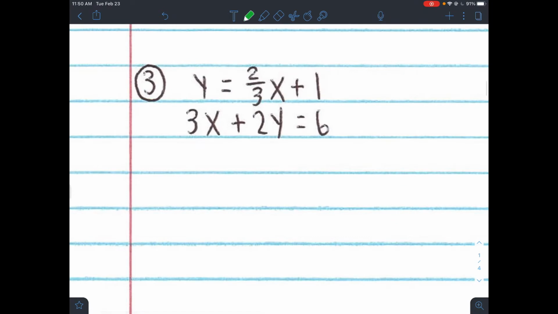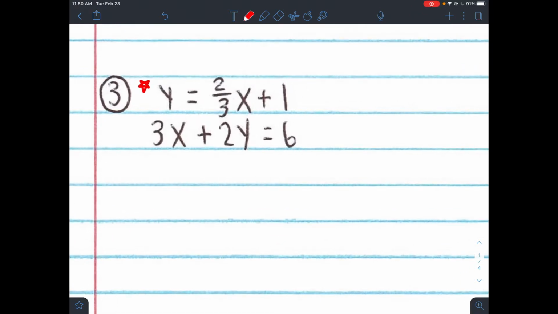All right, number 3, y equals 2/3 x plus 1, and then 3x plus 2y equals 6. First step is, if we want to see if they're parallel, perpendicular, or neither, we have to check the slopes. In order to see the slopes, you want it in slope-intercept form. So starting with the first equation, is this in slope-intercept form? Answer is yes, it is in y equals mx plus b.